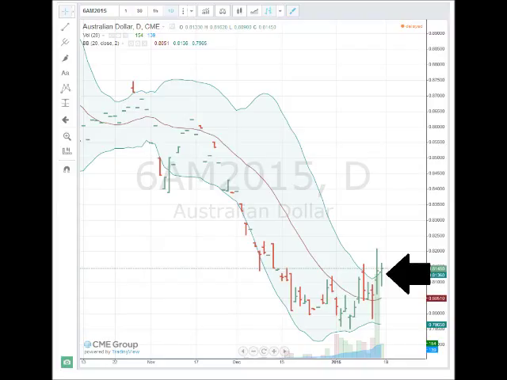Fundamentally, I like the Aussie. It's a commodity-based currency backed by tangible assets. It's got a higher debt rating than the United States, higher interest rates than the United States, and as I see it, better fundamentals across the board.